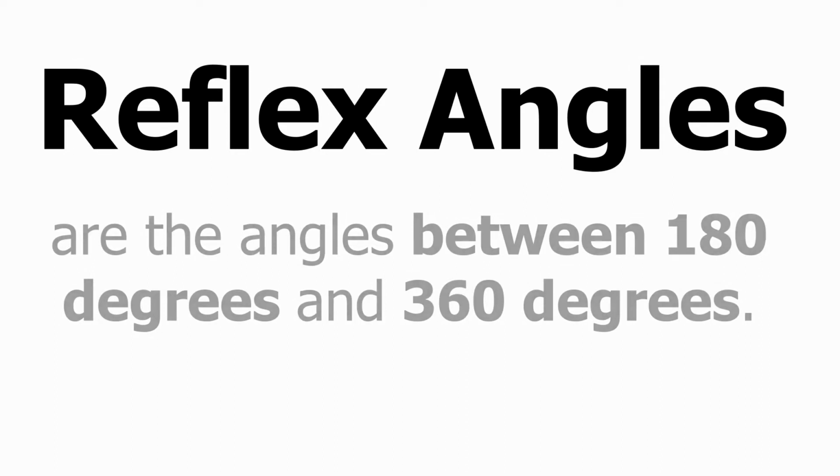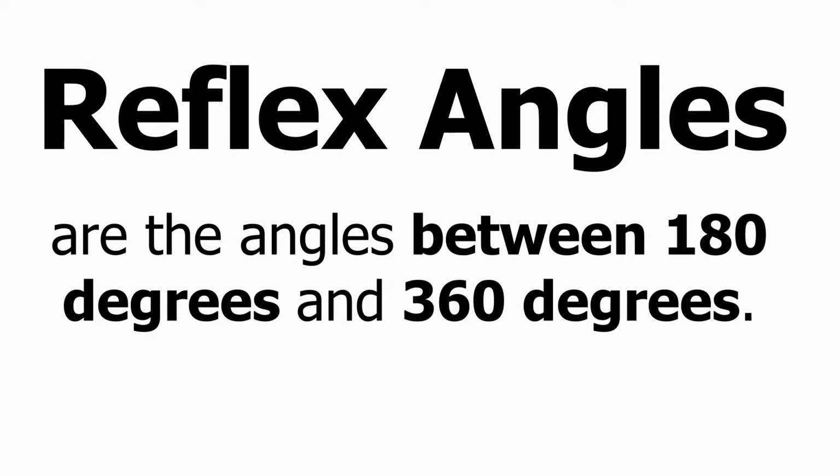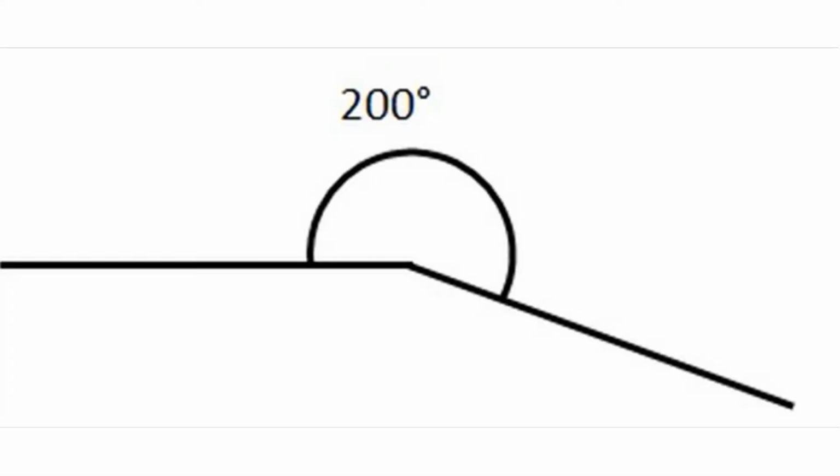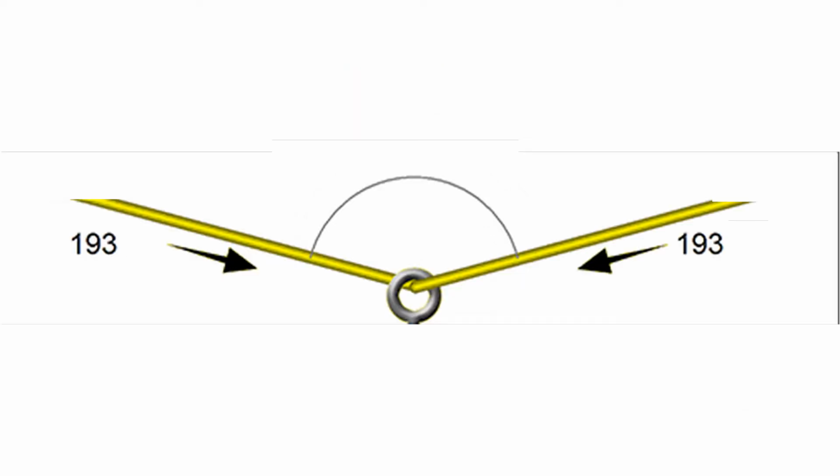Let's move on to the reflex angle. Reflex angles are the angles between 180 degrees and 360 degrees. Examples, we have this one. This is a 200 degrees reflex angle. The next one here is 193 degrees. That is a reflex angle.